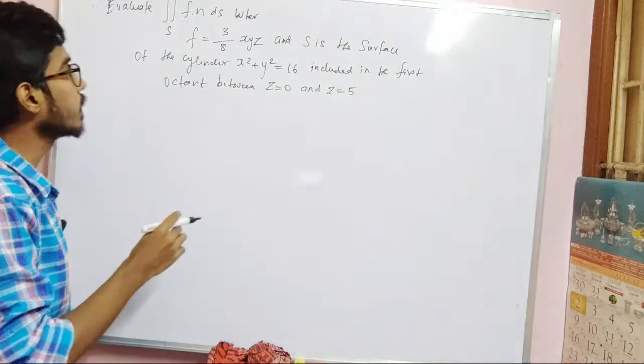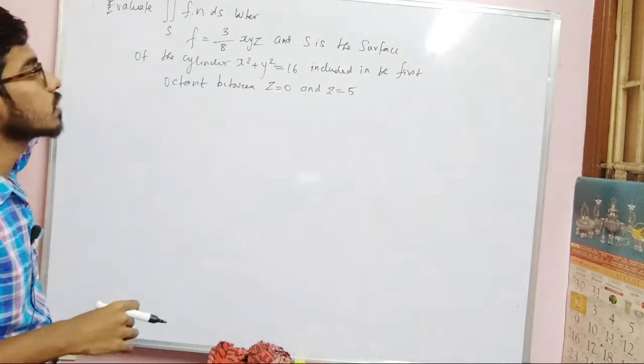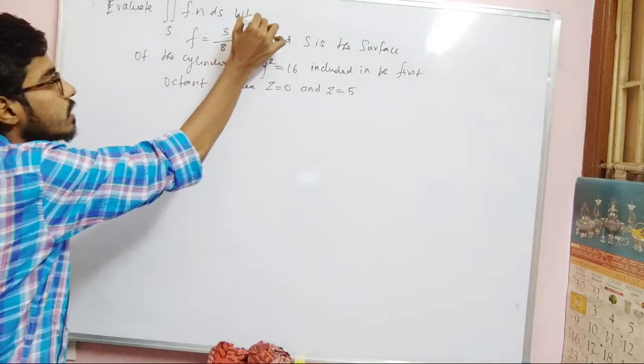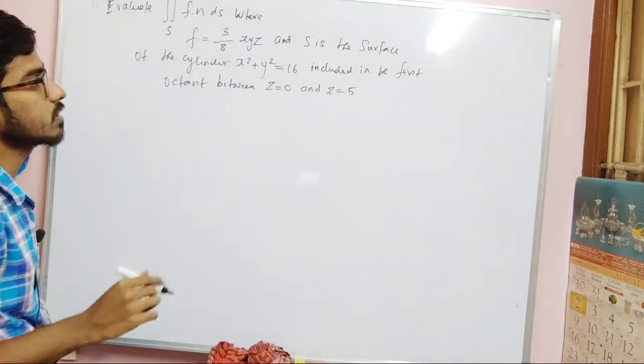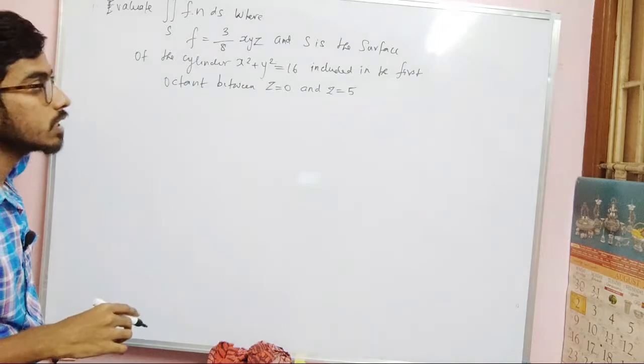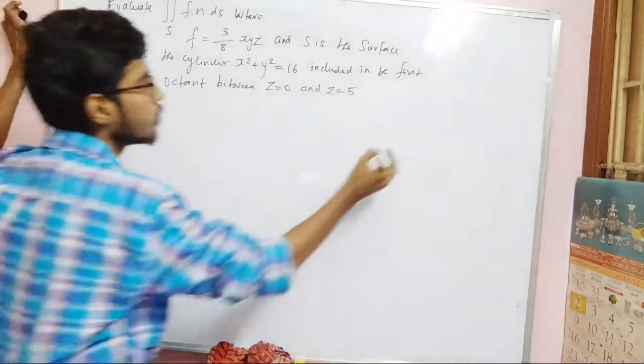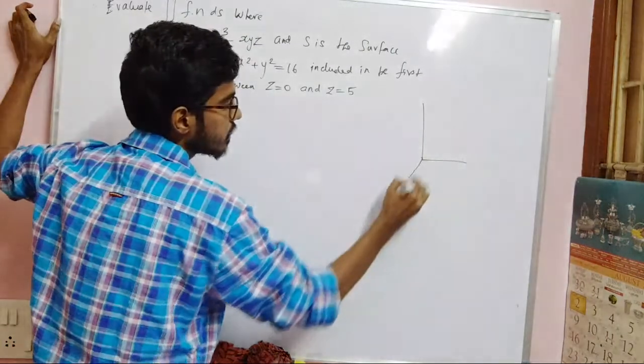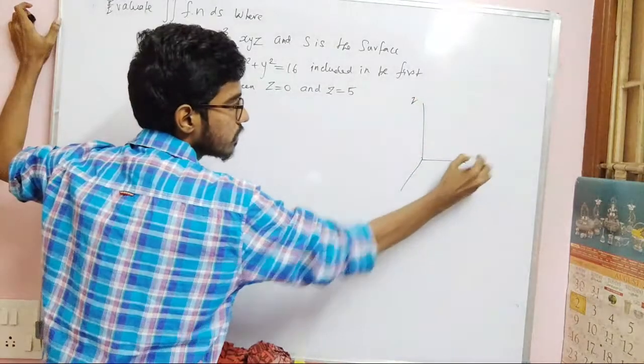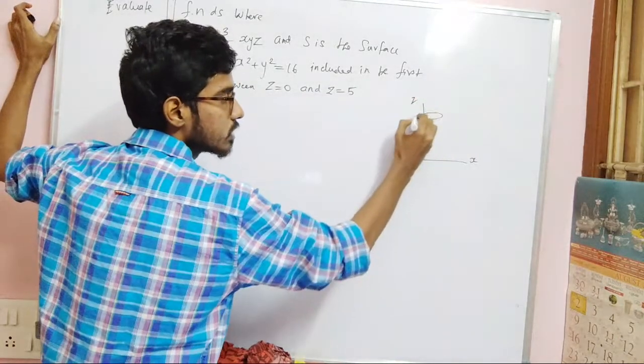We need to evaluate the double integral over S of F dot n dS where F is 3 by 8 xyz and S is the surface of the cylinder. Let us say this is our z axis, this is our x, this is our y. So this is the surface of the cylinder.